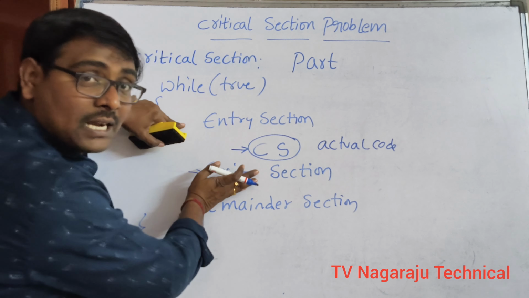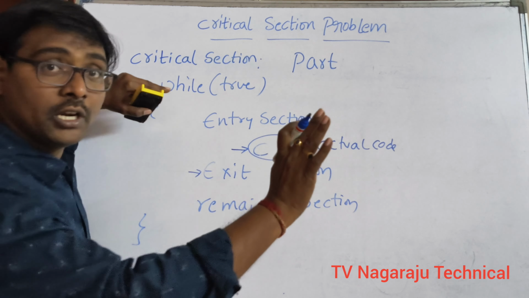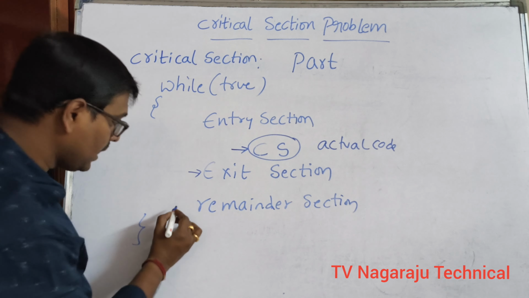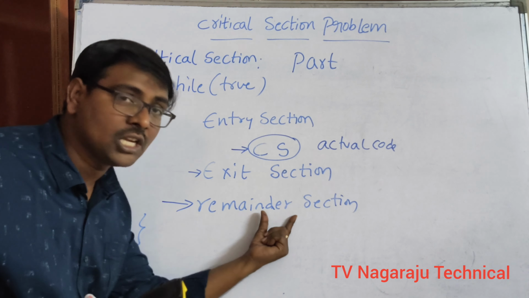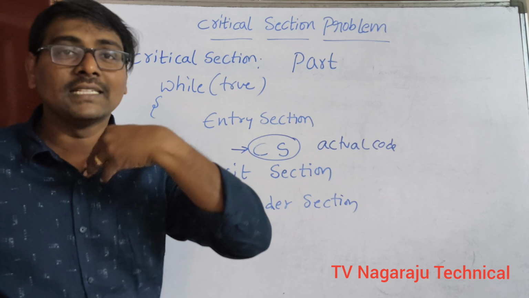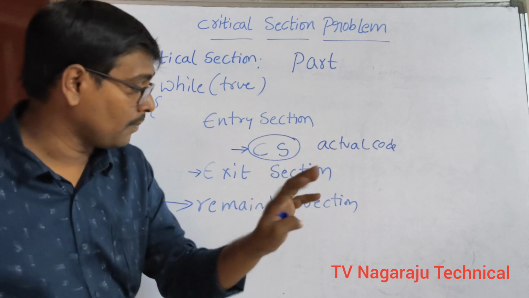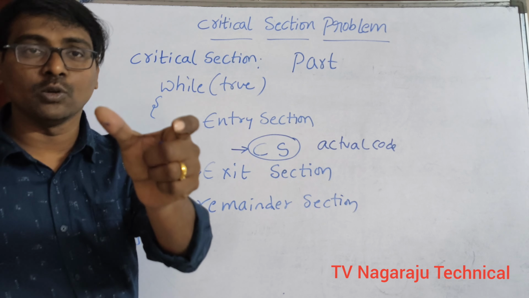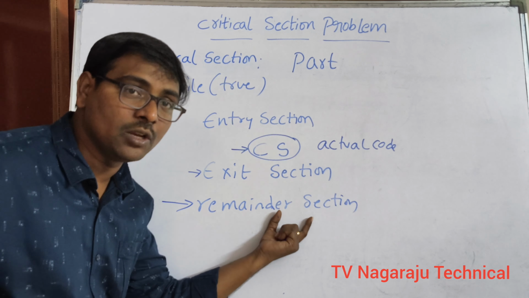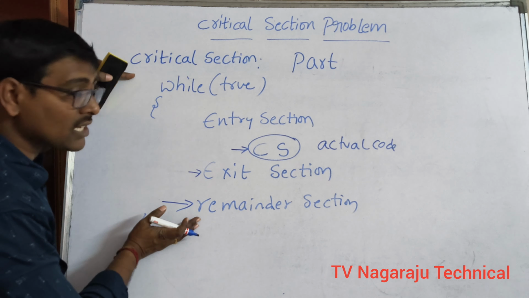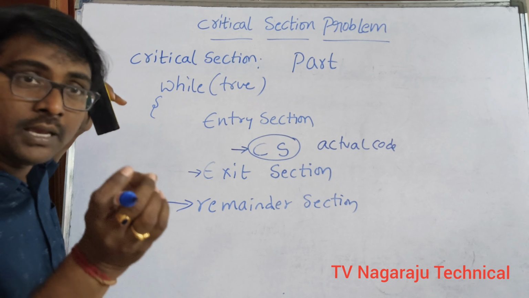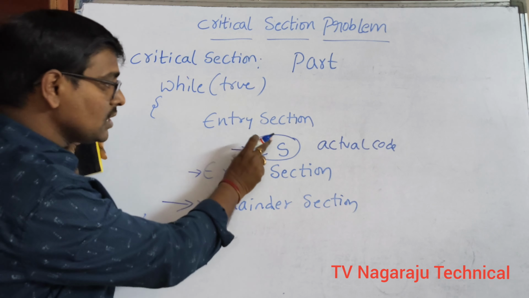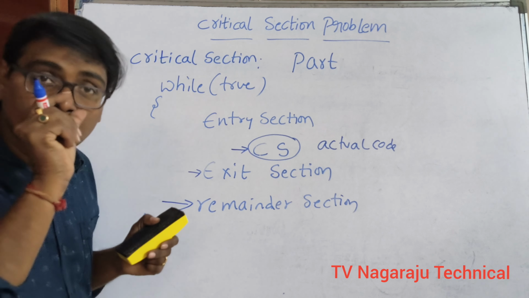Once the exit is completed, the usage of shared resources is finished and it moves to the remainder section. Remainder section means the remaining part of the program that does not need any shared resources, so such a part is executed. This is the main structure of the critical section. Here the main aim is that only one process enters the critical section.